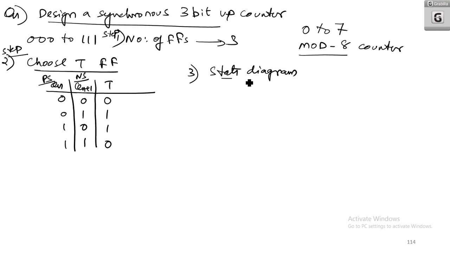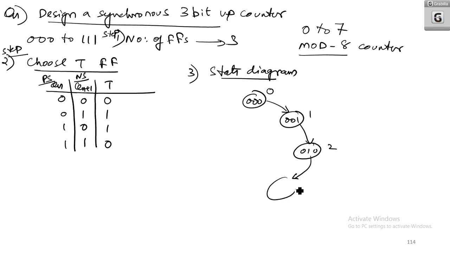Now see, it is varying from 0 to 7. That means I should have 0, 0, 0 for state. Now comes 1. 1 is 0, 0, 1. Now comes 2. 2 is 0, 1, 0. Now comes 3. That is 0, 1, 1. This is 3.